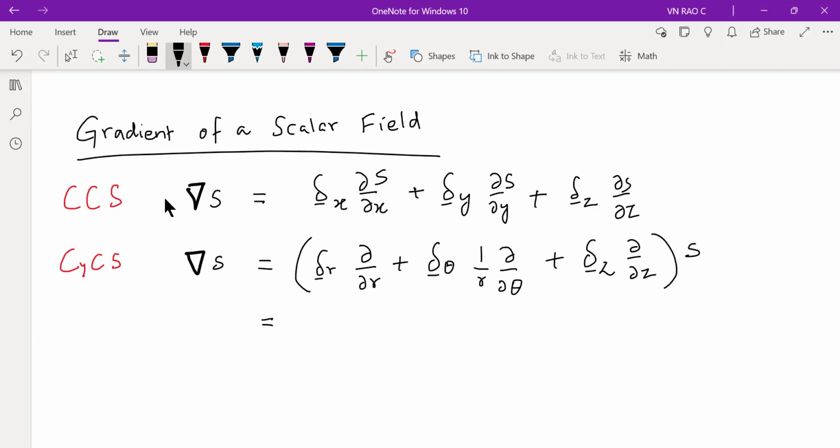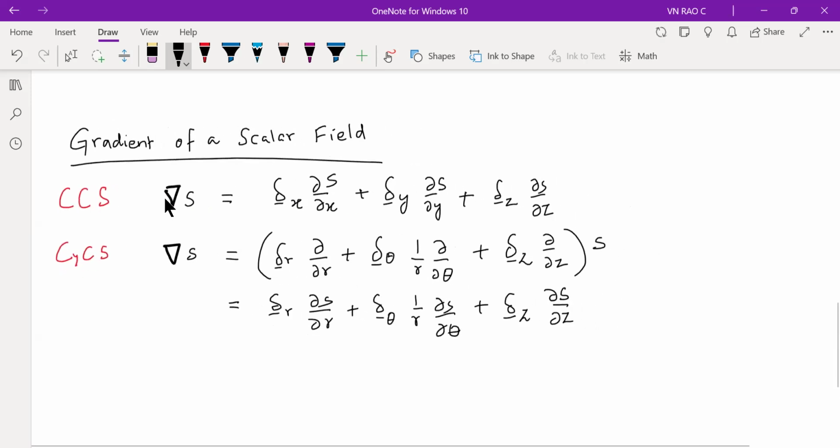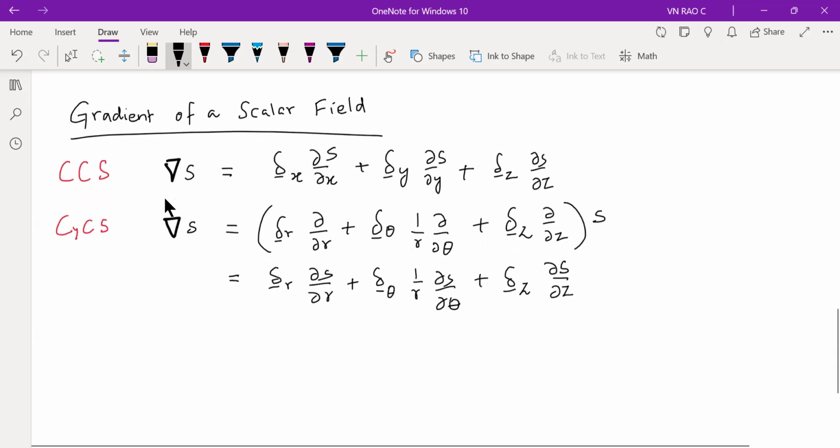Applied to a scalar quantity, it simply becomes delta r dou s by dou r, delta theta 1 by r dou s by dou theta, plus this is the Kronecker delta, and then it becomes dou s by dou z. So this is in the cylindrical coordinate systems.